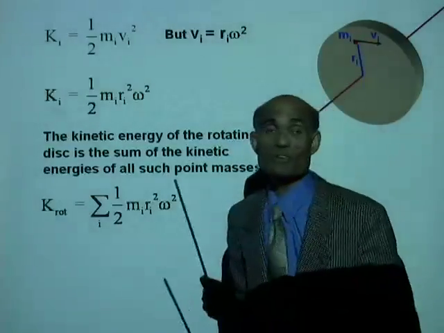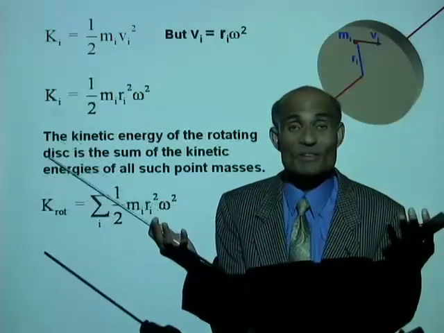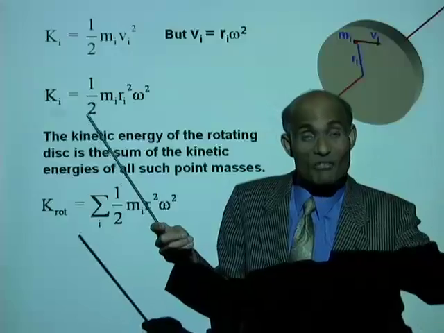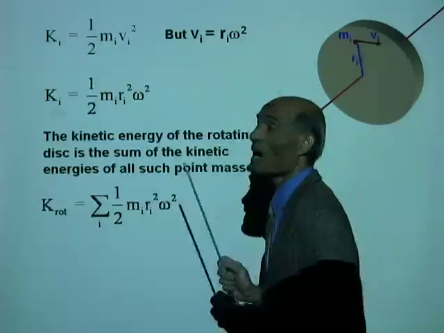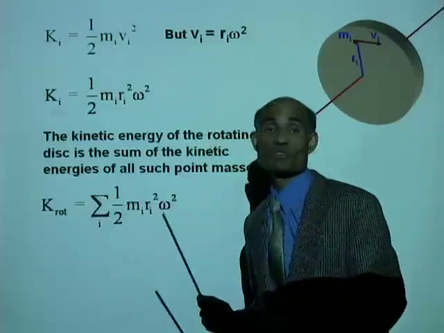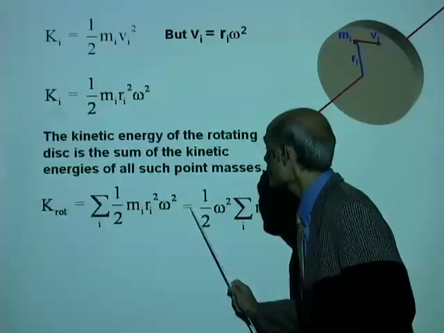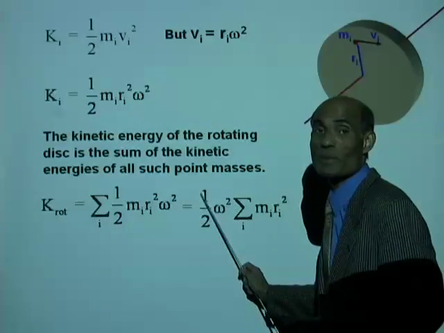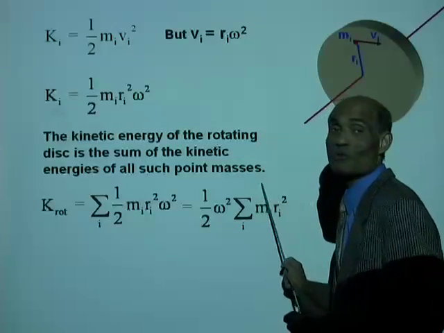For all particles, omega is the same. The angular velocity will not change. Just like alpha is the same, omega is the same for all the particles on the disk. That means that is a constant which we can bring out. This will be therefore 1/2 omega squared comes out, and summation i m_i r_i squared.